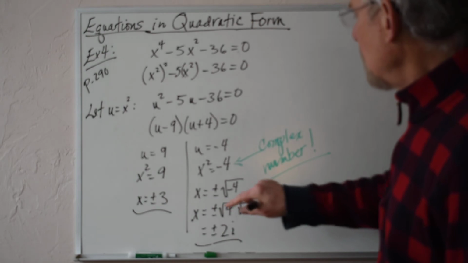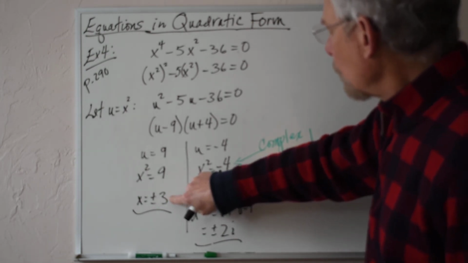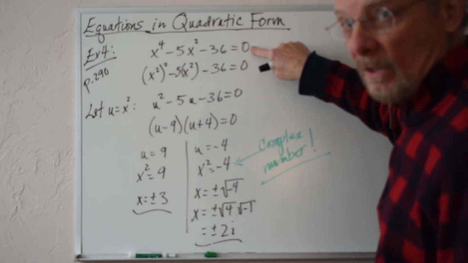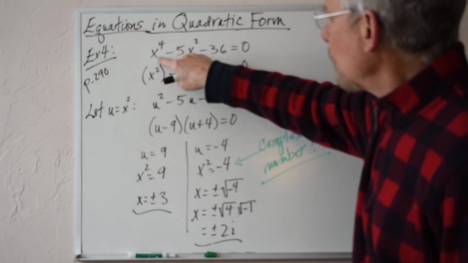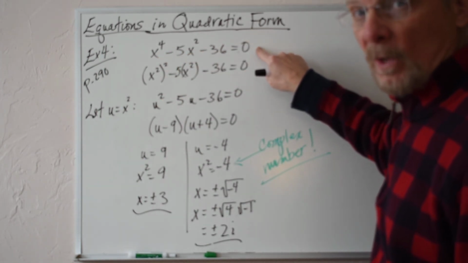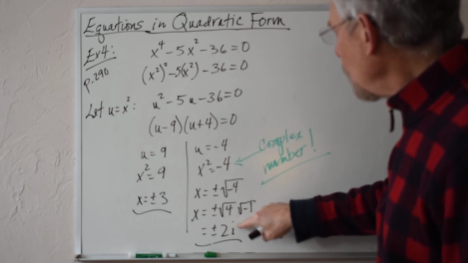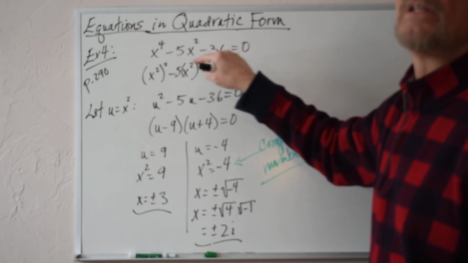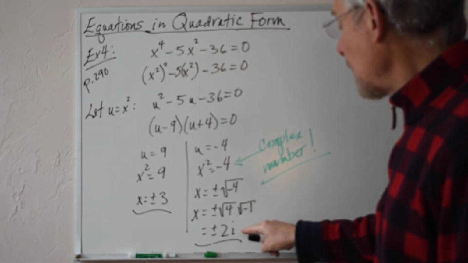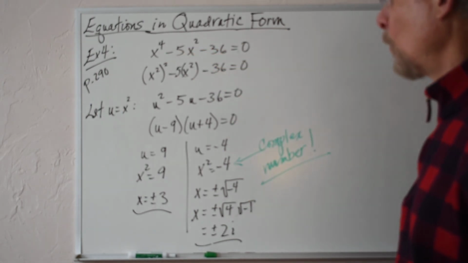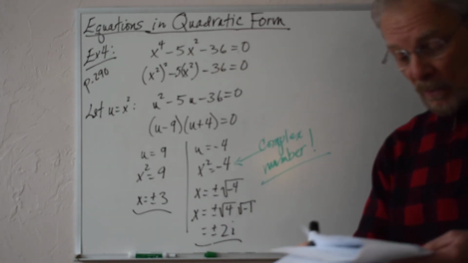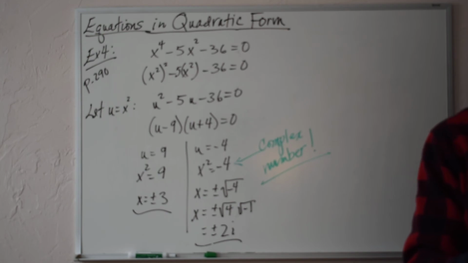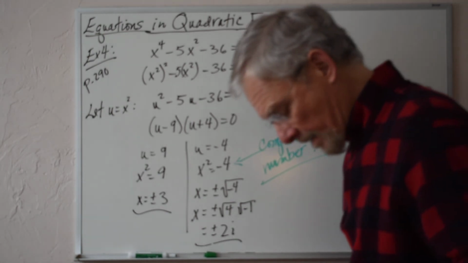In fact, if you plug positive 3 in here, it works. If you plug negative 3 in here, it also works. If you plug 2i in there, it works. And if you plug negative 2i in there, it also works. So all 4 of those potential roots turn out to be actual roots. Let's look at another one of them.